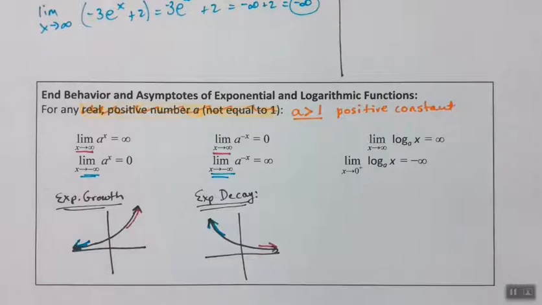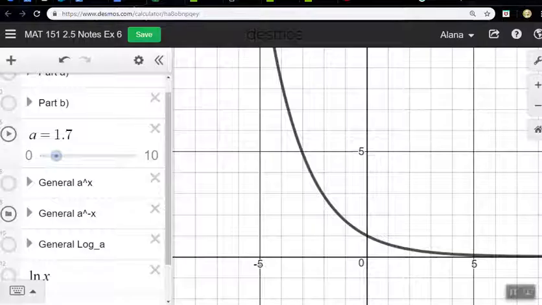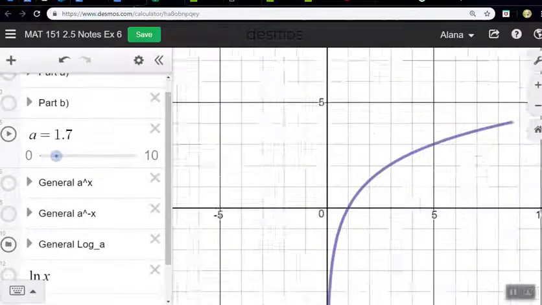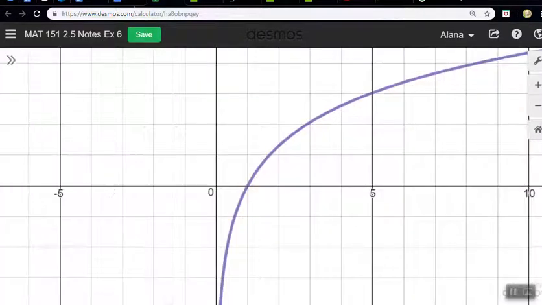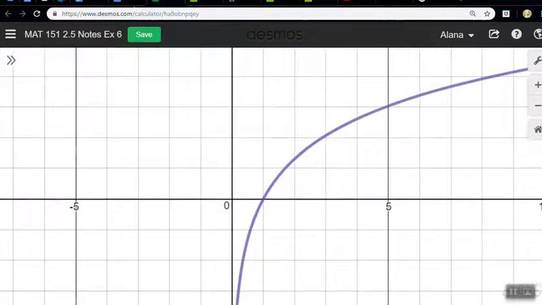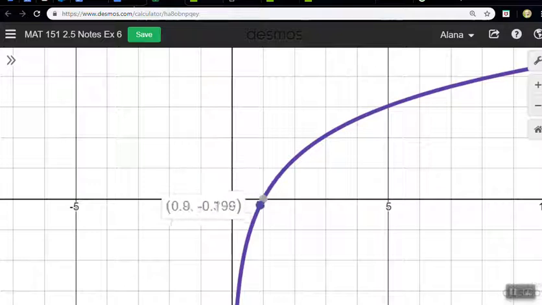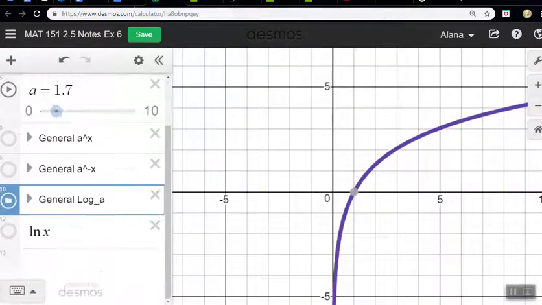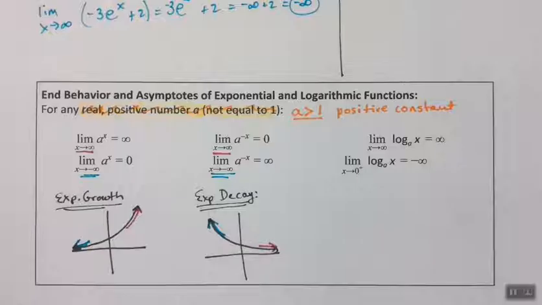Okay, so then logarithms. The log base is back here. Let me turn off this one and turn on the general log. And this is what a logarithmic function looks like right here. As x goes to infinity, this thing's going to keep growing. As x goes to 0, we don't go to negative infinity because, of course, you can't. You cannot take the log of 0, let alone the log of a negative. That's impossible.